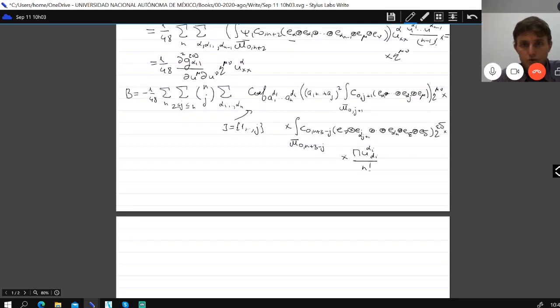Do you agree with this step? Okay. Basically we just chose one fixed subset J, and for any other subset the result is the same, so we multiply it by the binomial coefficient.